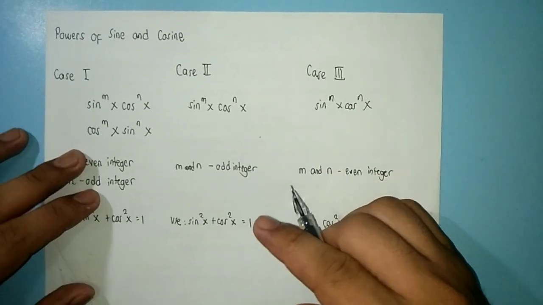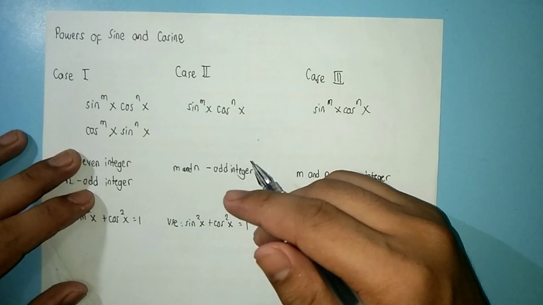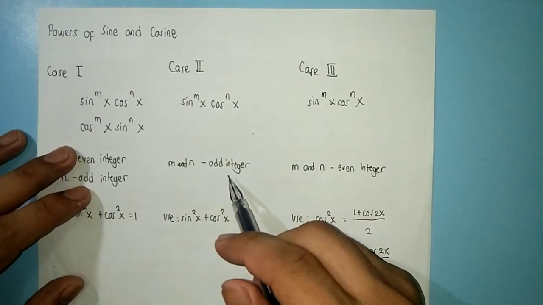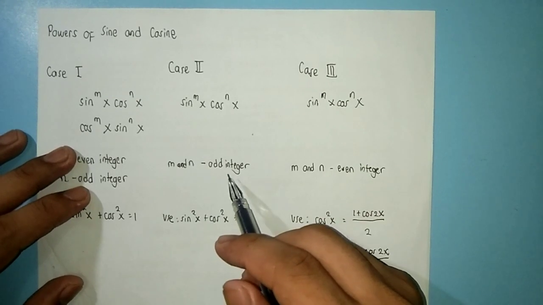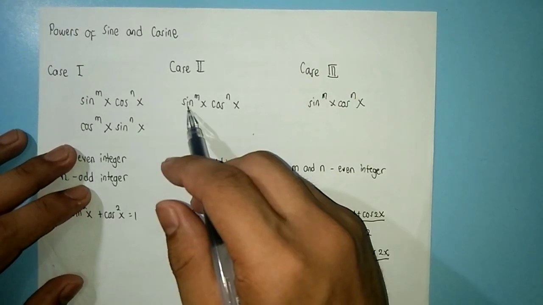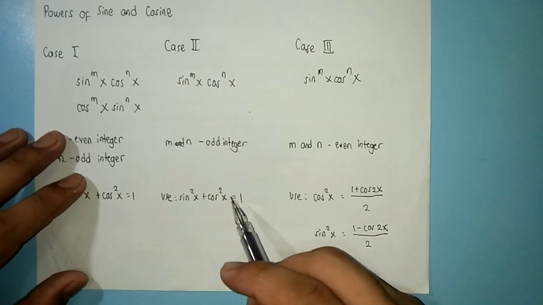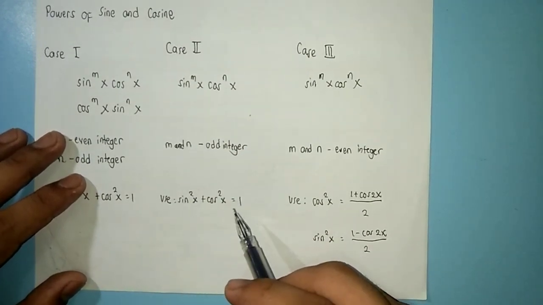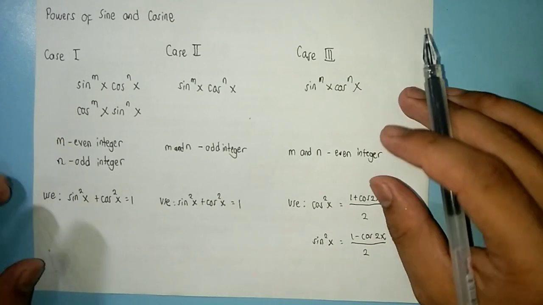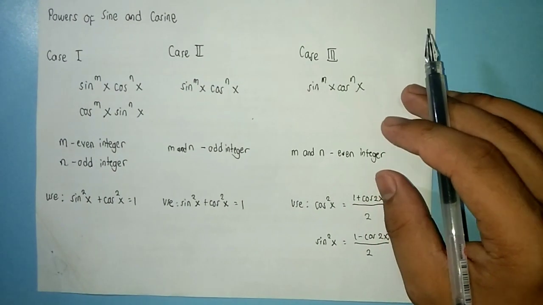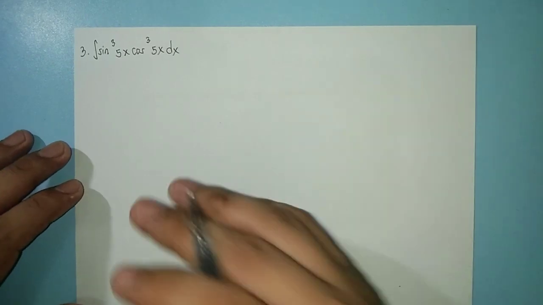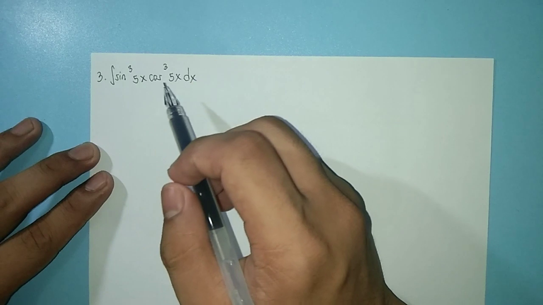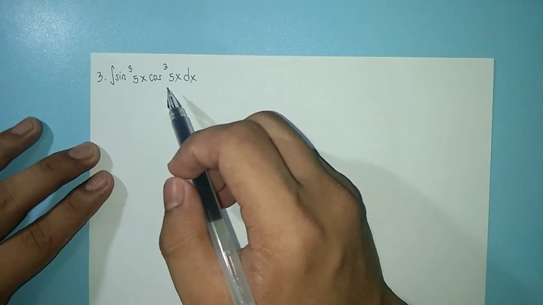Okay, so punta naman tayo dun sa case number 2. So, sa case number 2, ang exponent naman nila ay parehong odd integer. So, kapag parehong odd integer, yung exponent ng sine and cosine, ang gagamitin natin ay ganun pa rin. Square of sine x plus square of cosine x equals 1. Okay? So, proceed tayo sa example. Example number 3, find the integral of cube of sine 5x times cube of cosine 5x dx.